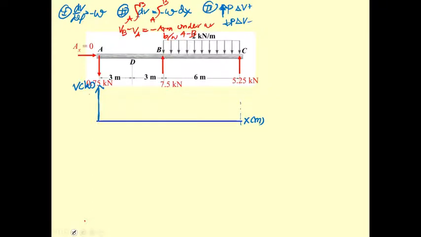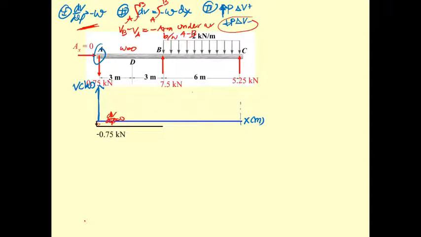We come to point A, and then we have this downward force of 0.75. This means it is downward. The delta V is negative, so it's going to be downwards like this, minus 0.75. And w is 0, so dV by dx is equal to 0. So it's going to be all 0.